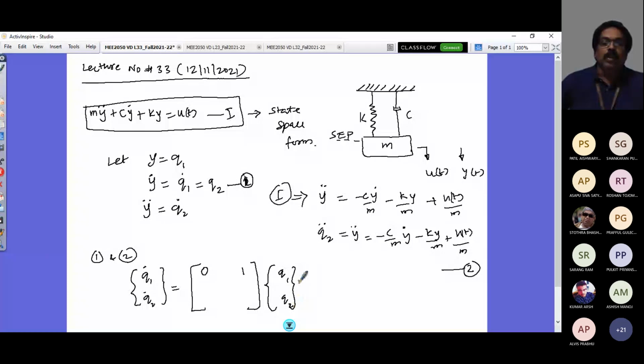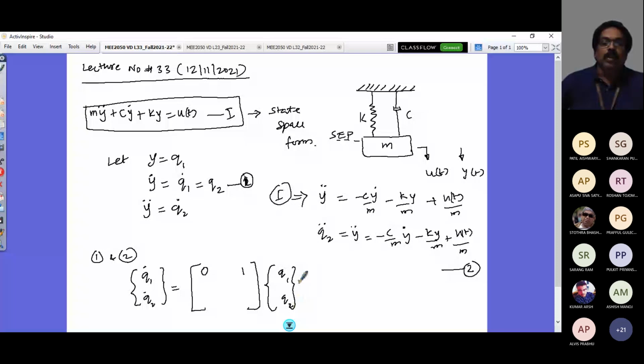So now I would know what is my second row. q2 dot is from the second equation. I can rewrite this equation 2 again in a convenient form. This is q2 dot, that's equal to, what is y dot? y dot is q2. So that's going to be minus c by m q2 minus k by m y. What is y? q1. So minus k by m q1 plus u of t by m. So this is my second equation.